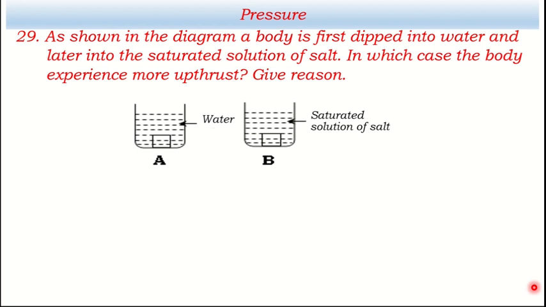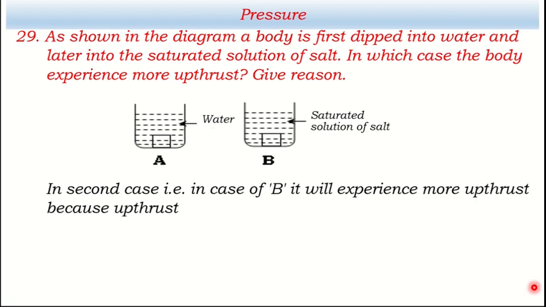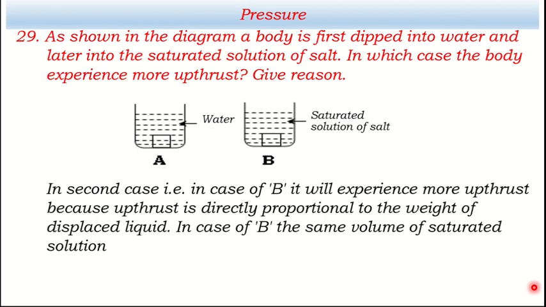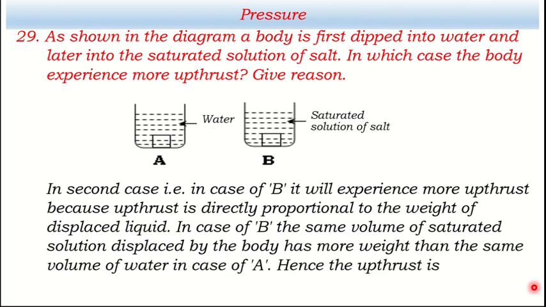Okay, we can answer this nicely this way. In the second case, that is in case of B, it will experience more upthrust because upthrust is directly proportional to the weight of the displaced liquid. In case of B, the same volume of saturated solution displaced by the body has more weight than the same volume of water in case of A. Hence, the upthrust is more in case of B.